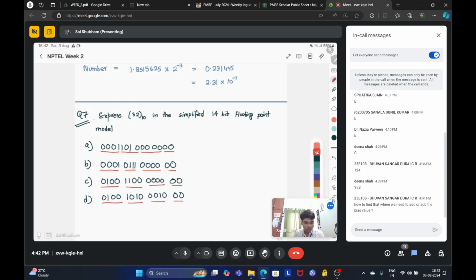So I basically underlined them so that it will be easier for you to copy down the options, because the number of bits are large. Okay.